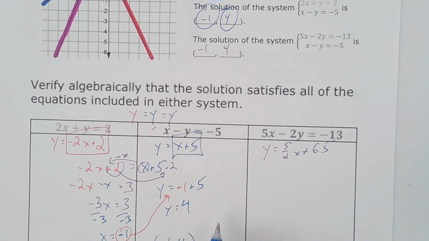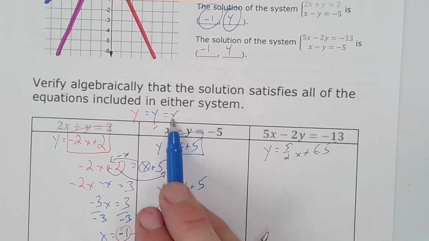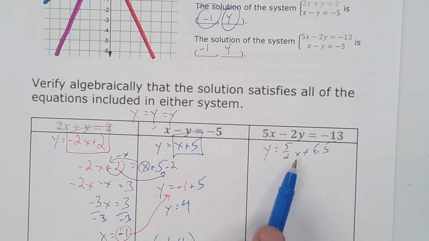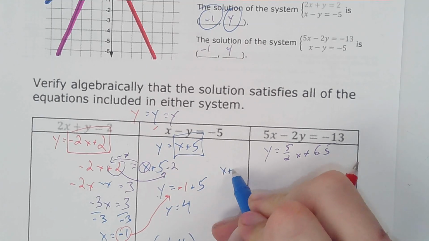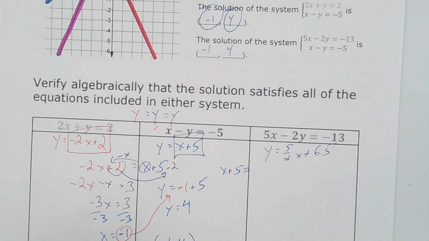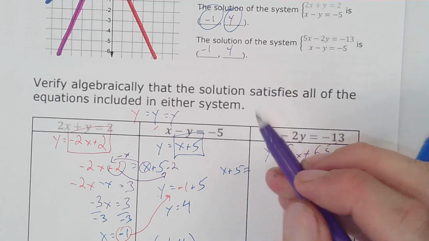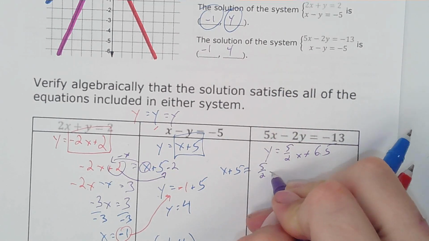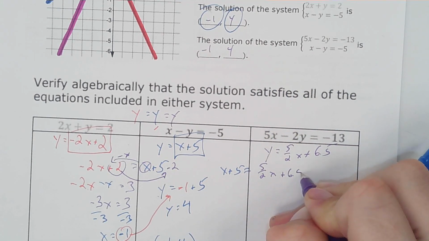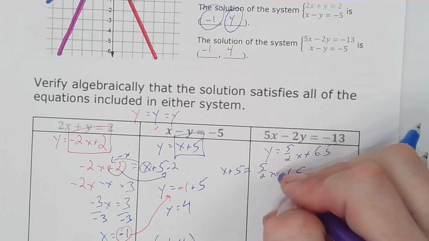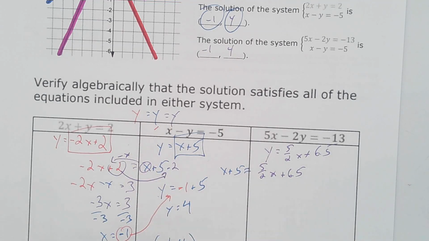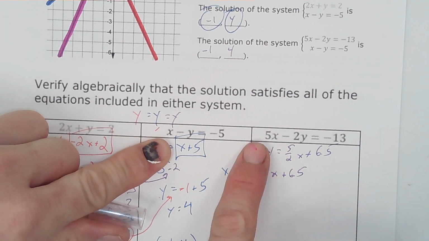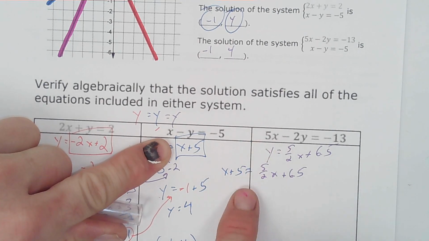Hey, but I can do the same thing here. The blue y equals the purple y, which equals that and that respectively. So we'll just set x plus 5 equals 5/2 x plus 6.5. Again, I just substituted the expressions for what y equals. I just set that equal to that. That's all I did right here.